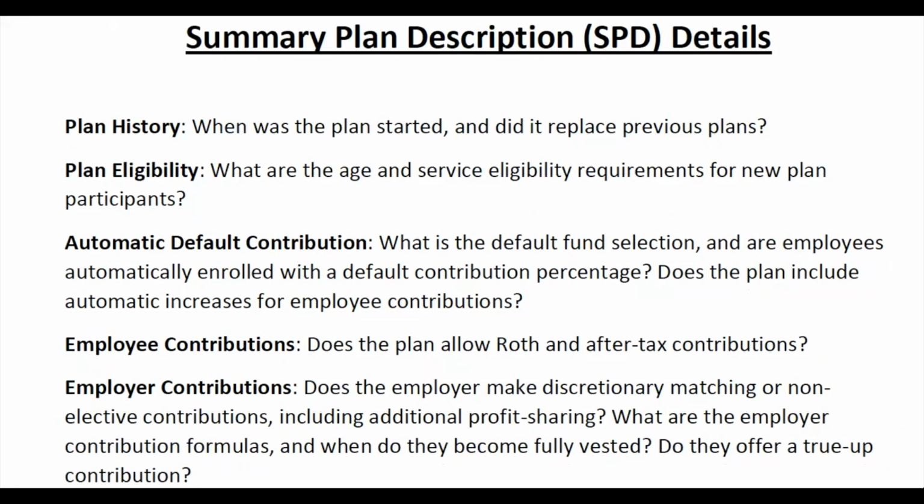Now that you've reviewed your pay statement and retirement plan statement, there's one more document to discover: the Summary Plan Description, SPD. Your SPD is a document that details your workplace retirement plan's unique characteristics. It should be available to download from your online portal or requested from your HR department. Here is a list of details you should recognize when reviewing your SPD.